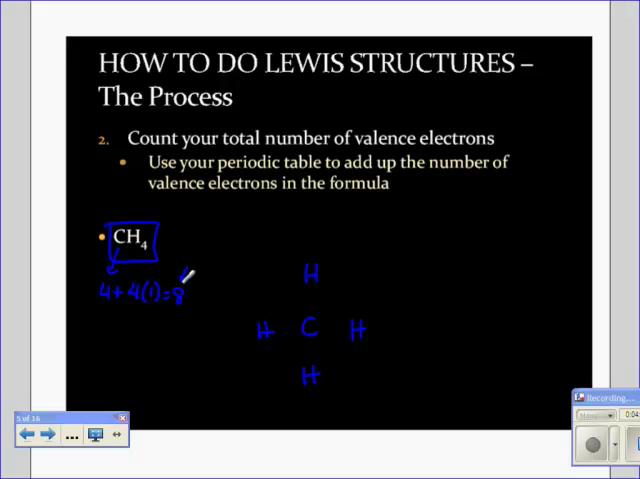So I just added up my valence electrons, and that's how many I'm going to have to draw in. I'm going to have to put in 8 in my picture.